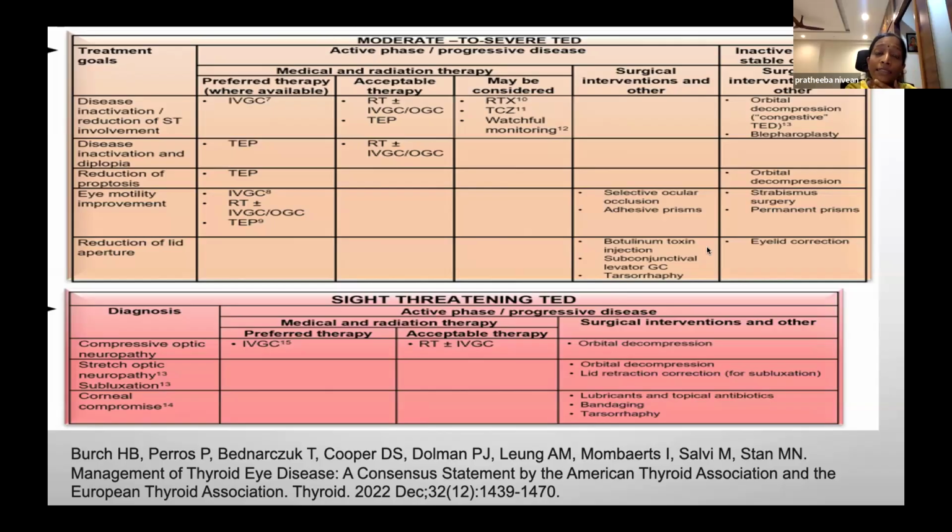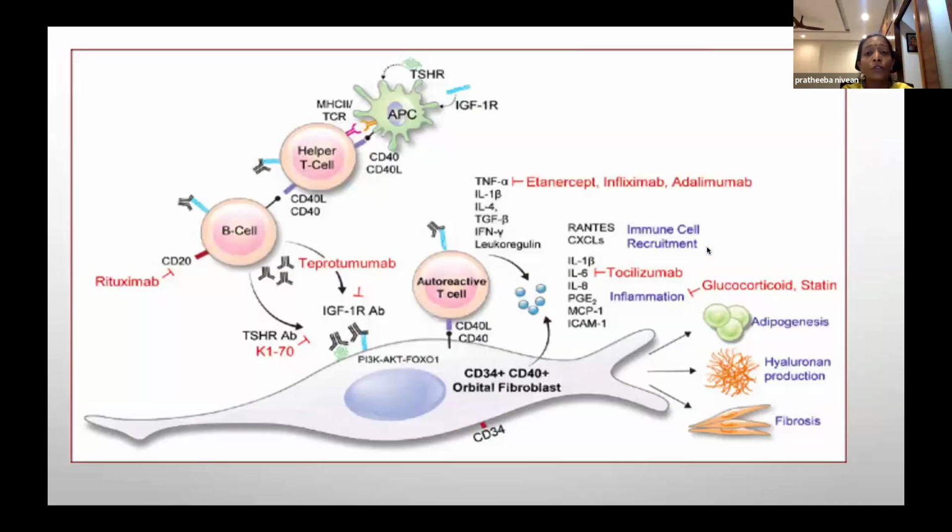immunomodulators. The targeted therapy, teprotumumab, is very well talked about in the West. It acts against the insulin-like growth factor receptor, as an antibody. It's given IV along with steroids, and people have reported a significant reduction in proptosis, but unfortunately it is not available in India. But as postgraduates, you should be knowing about the targeted therapies as well.